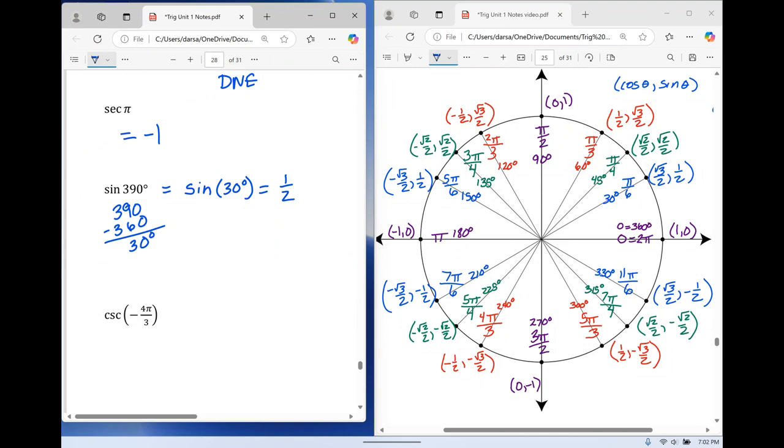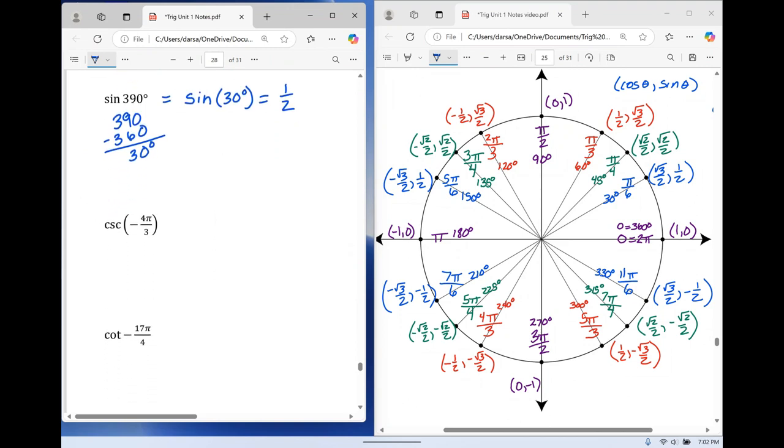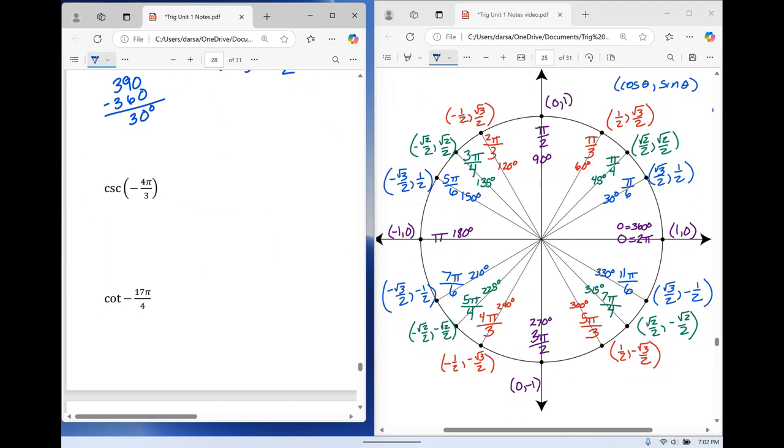These are angles in the negative direction. There's a couple ways that we can get this done. The easiest way is to remember 4 pi over 3. Okay, 4 pi over 3 is this angle down here.